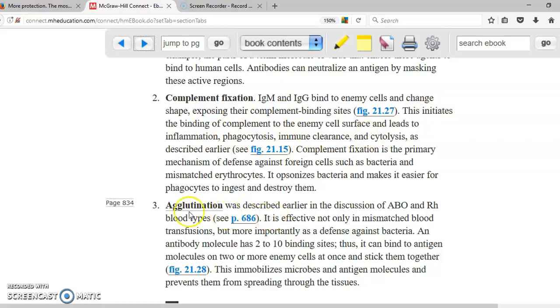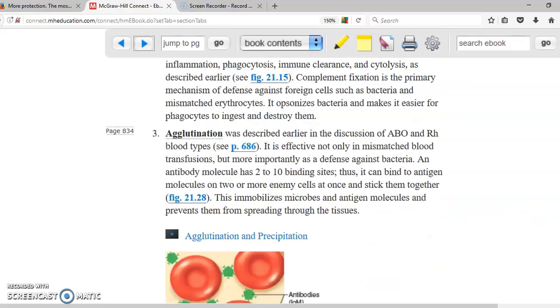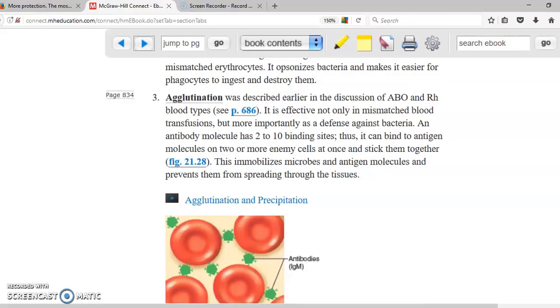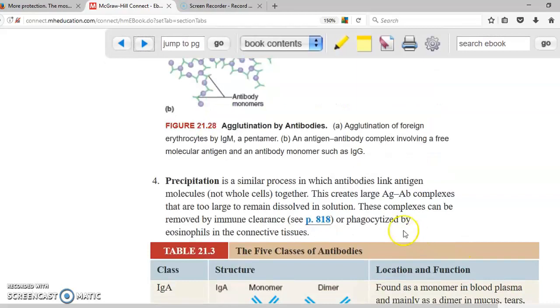The next one is agglutination. Agglutination is the ability that antibodies have to attach to multiple antigens. Then they are able to bind them together, therefore rendering them inactive. Agglutination is what happens with blood type. You have an example in here, antibody attaching to multiple red blood cells. Why? Because the antibody has multiple areas of attachment.